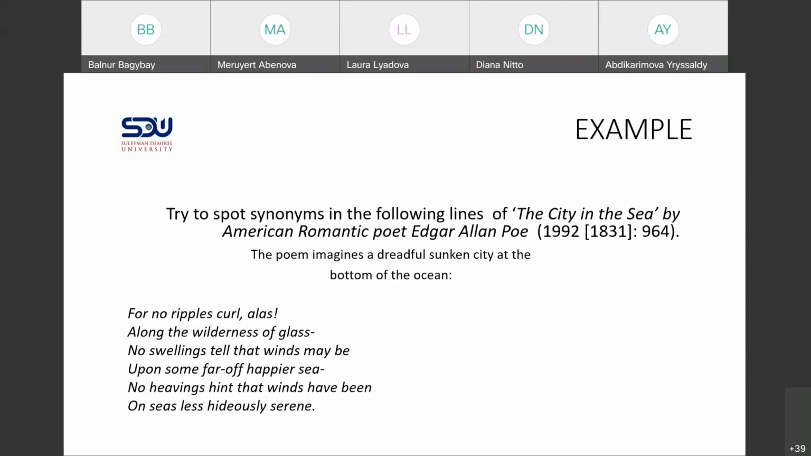Any syntactic or synonymic sets that you may find here, guys? No havings hint that winds have been on seas less hideously serene. No swellings tell that winds may be upon some far-off sea. If you have a look at the verbs, you will find some synonymic sets.